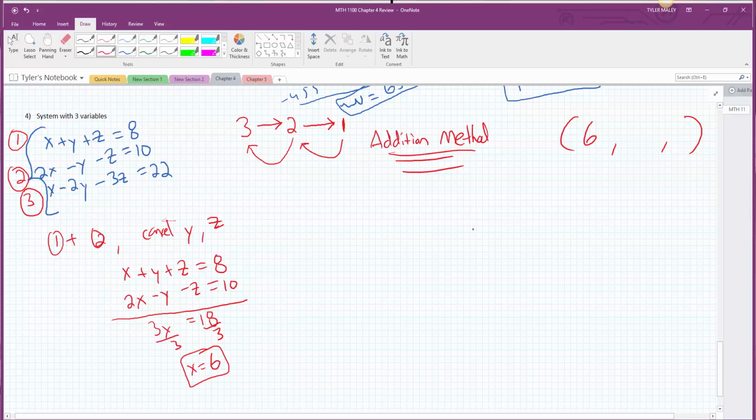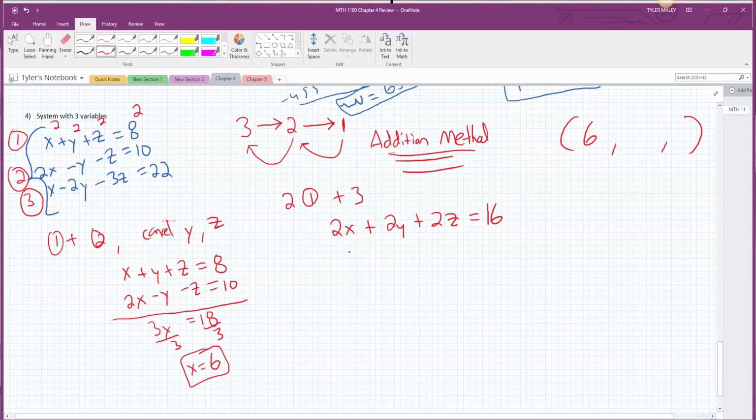So then I need to pick 2 different equations and solve the system. I picked 1 and 2, so I didn't pick 3 yet, so I have to use 3. I would probably use 1 and 3, and I want to cancel out the same variable. If I take 2 times equation 1 plus equation 3, then that will cancel out y. So 2 times equation 1 would be 2x plus 2y plus 2z equals 16, so just multiply everything times 2.